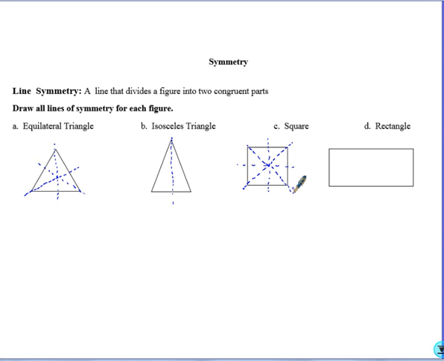Whereas a rectangle, another quadrilateral, only has two lines of symmetry, here and here. A lot of students want to say that it has a line of symmetry here. But if you actually try to fold a piece of paper along the diagonal, it doesn't match up perfectly. And so that makes it not a line of symmetry.